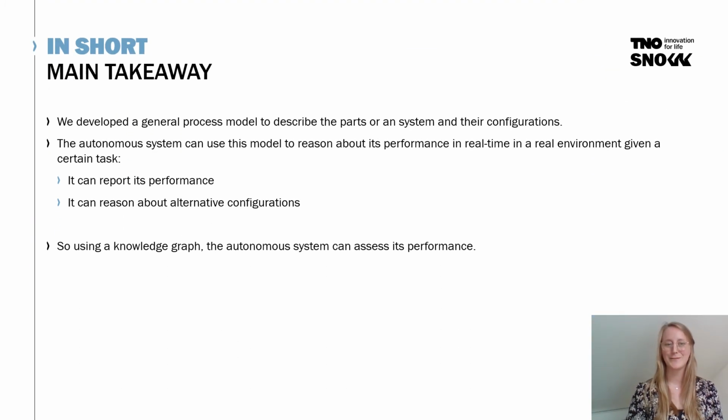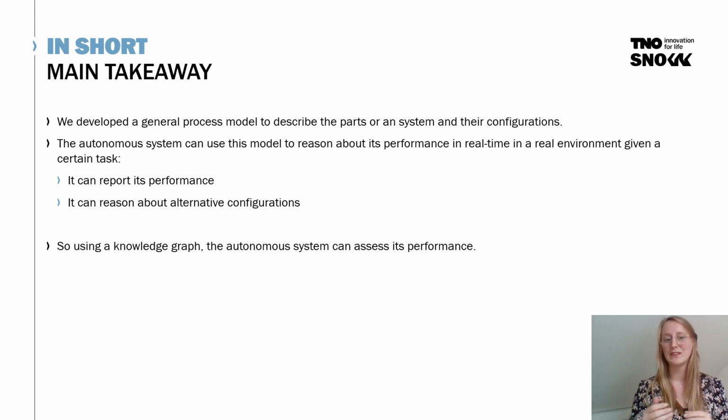So to recap, we developed a general process model to describe the parts of a system and the system as a whole in a configuration. The autonomous system can use this model to reason about its performance in real time in the real environment given a task. And using this information, it can report the performance back to the user. For example, in the use case I showed you, the autonomous system reasoned that in a smoky environment its performance is very low, while in a non-smoky environment its performance can be very high to detect humans.